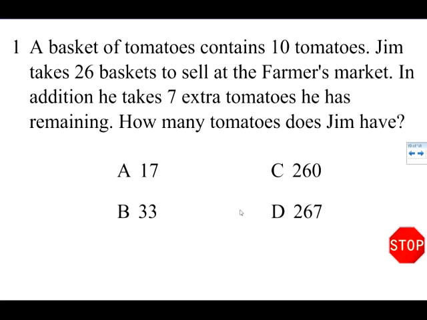A basket of tomatoes contains 10 tomatoes. Jim takes 26 baskets to sell at the farmer's market. In addition, he takes 7 extra tomatoes he has remaining. How many tomatoes does Jim have? A, 17, B, 33, C, 260, or D, 267. Now, you should have been able to pause during that time, figured it out on your own. I'm going to go on to question number 2.